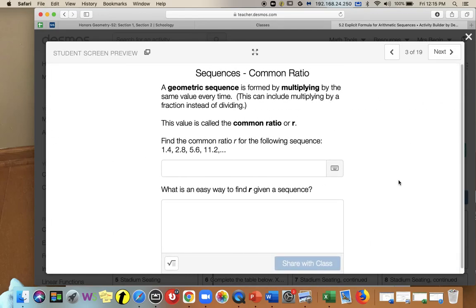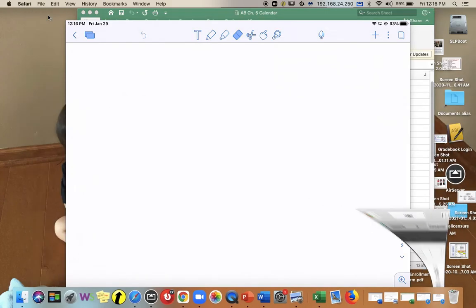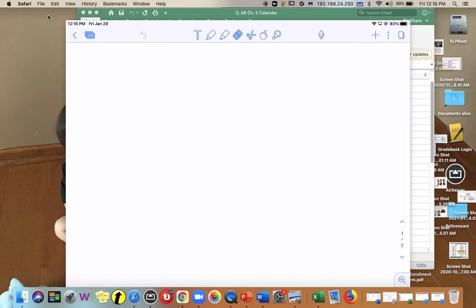A geometric sequence is formed by multiplying the same value every time. And again, this can include multiplying by a fraction. We multiply by a fraction instead of dividing. So an example of that is, I might give you the sequence that is 8, 4, 2, 1, and so on.